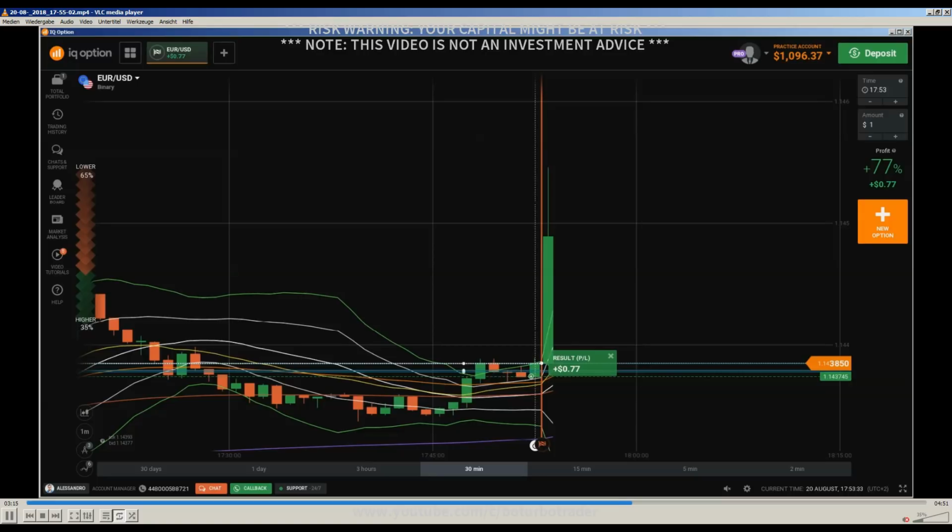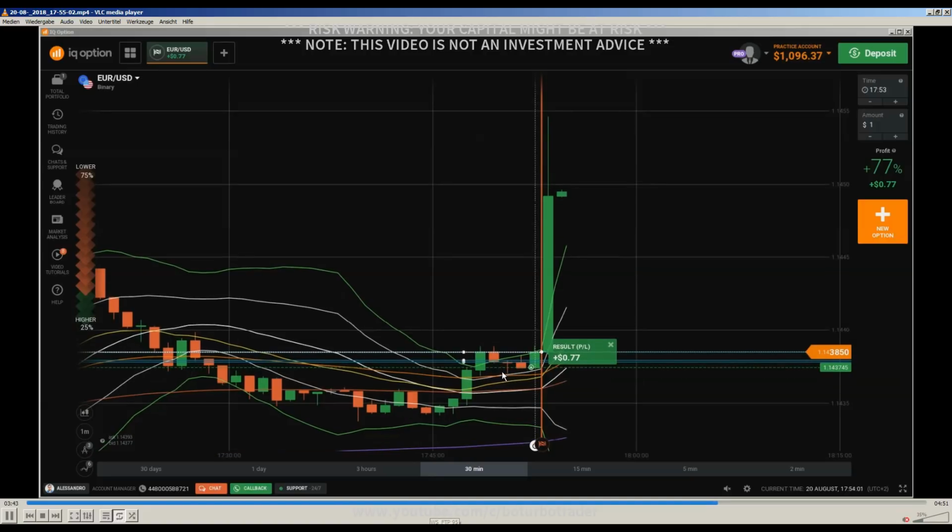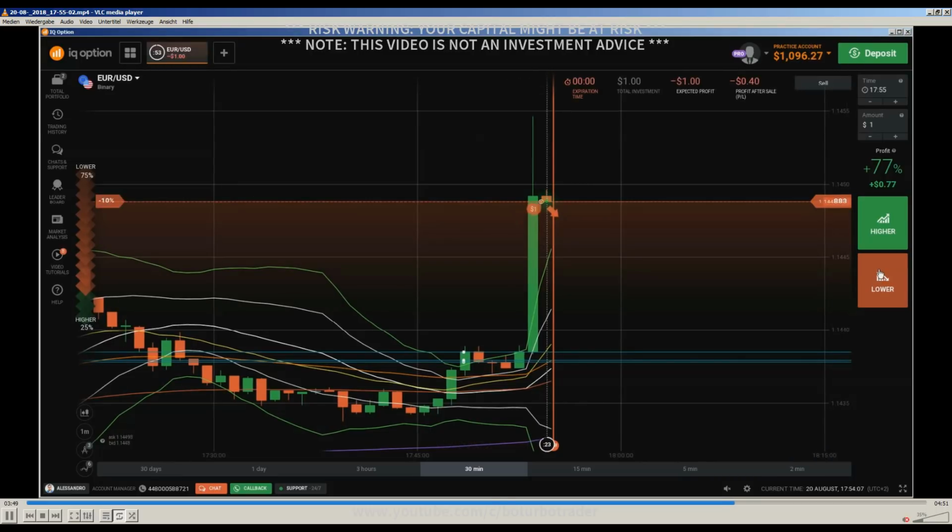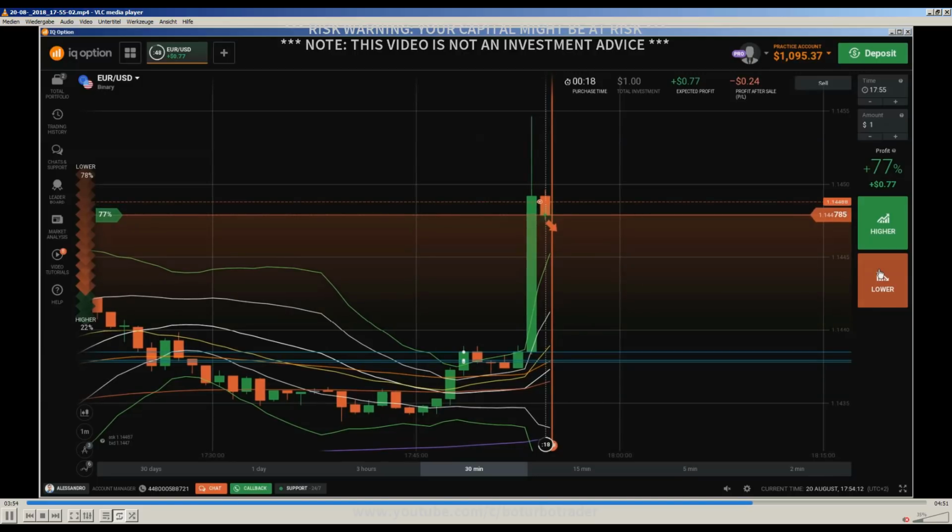You have to be careful about the small things, those things which are visible but not so obvious, they are indirect. So you have to understand those things indirectly, because this candle, this hammer, didn't break the support level of this dragonfly doji. That is what I have shown you about how to understand the support and resistance levels based on the candlestick pattern.